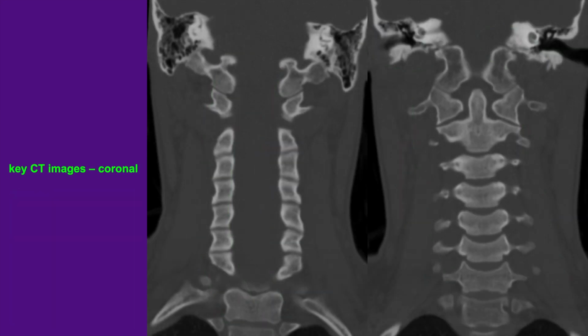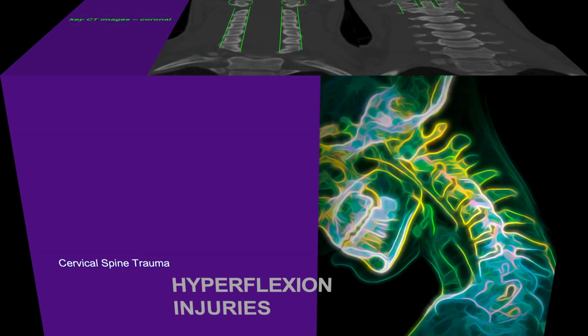On coronal images, again, we can take a look at the facet joints and make sure they're normally aligned. Look at the atlanto-occipital articulations, and then paying special attention to the C1-2 articulation, we look to see that the lateral margins of C1 and C2 line up, and that the space on either side of the dens is equal when there's no significant rotation of the head.